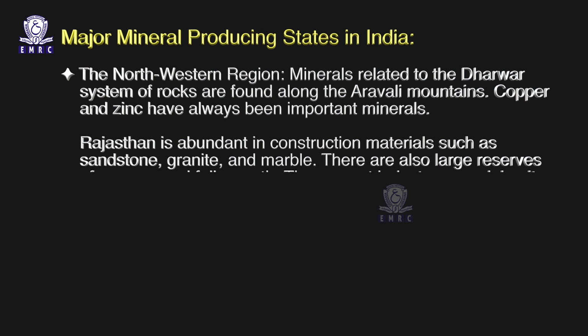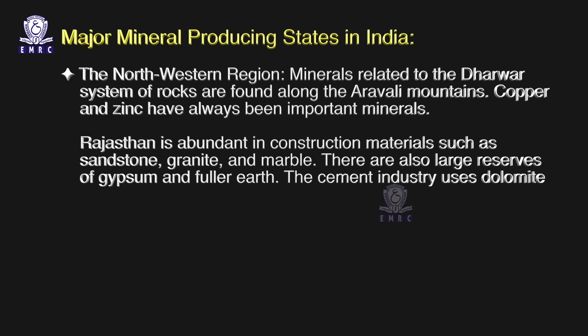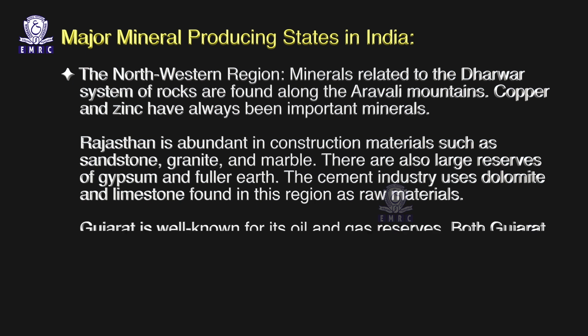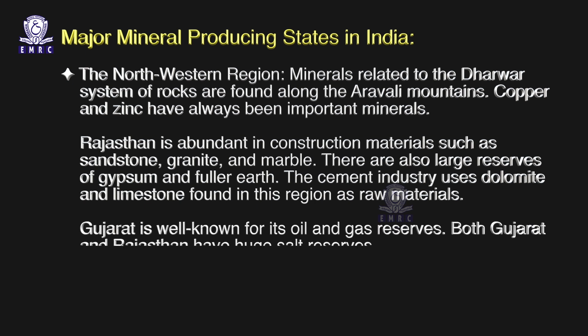Rajasthan is abundant in construction materials such as sandstone, granite and marble. There are also large reserves of gypsum and fuller's earth. The cement industry uses dolomite and limestone found in this region as raw materials. Gujarat is well known for its oil and gas reserves. Both Gujarat and Rajasthan have huge salt reserves.